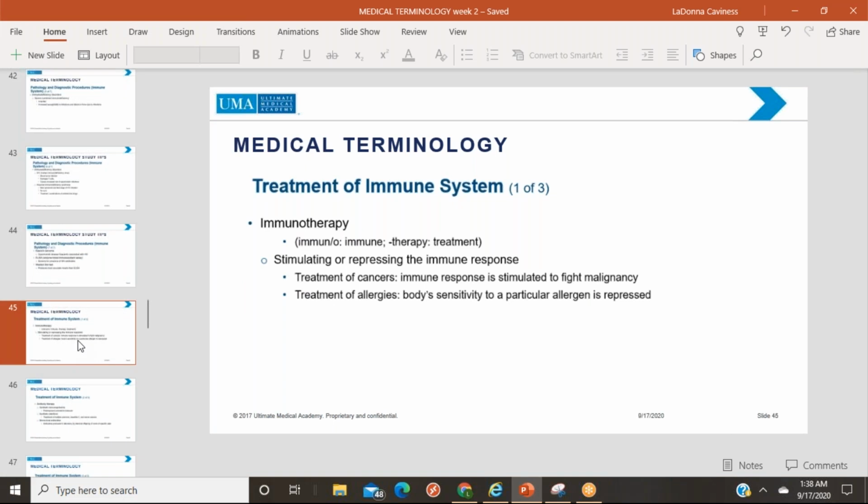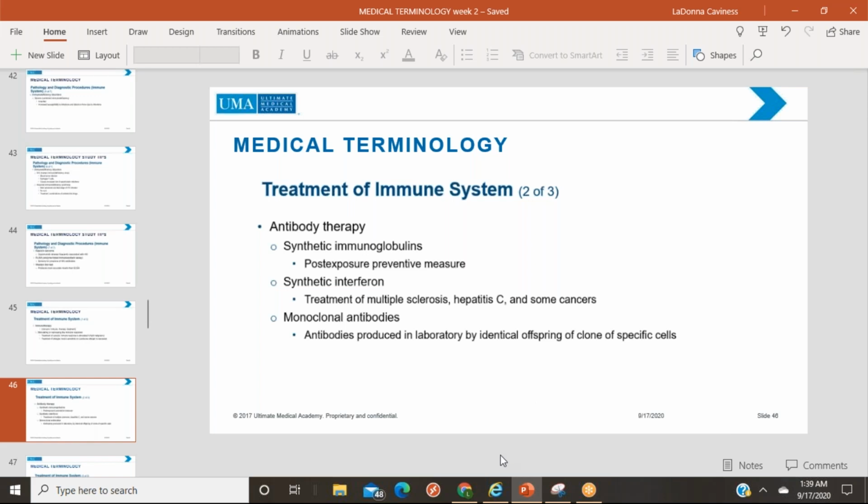Immunotherapy, and this is the breakdown. Immuno means immune, and therapy, treatment, stimulating or repressing the immune response. Treatment of cancer, immune response is stimulated to fight malignancy. Treatment of allergies, body sensitivity to a particular allergen is repressed.